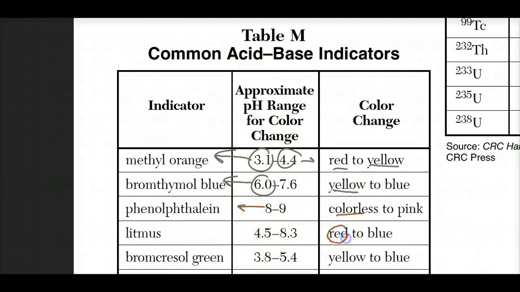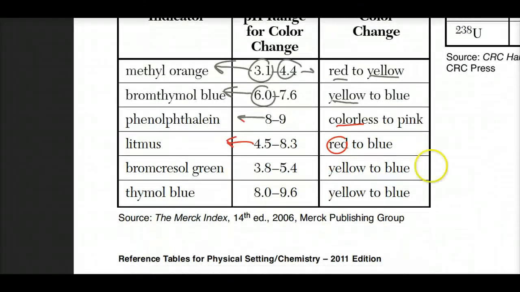Litmus is going to be red at 4.5 or lower. Bromocresol green is going to be yellow at 3.8 and lower, but my value is, of course, lower than that at 3, so that's another winner right there. Okay, so I've got bromothymol blue or bromocresol green, and thymol blue is going to be yellow at a 3, a yellow. So I've got 3 winners I can pick from.